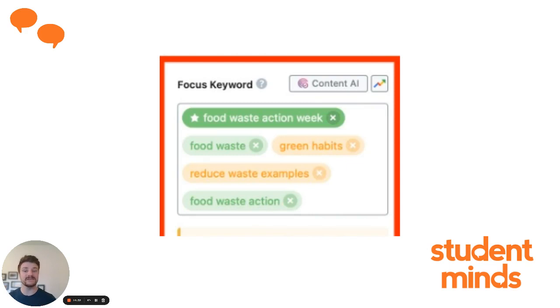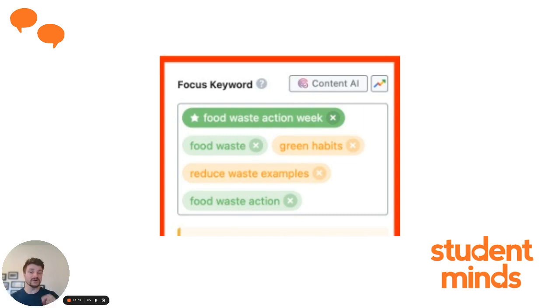In the previous example, we saw that a primary keyword was Food Waste Action Week, and this is indicated with the star next to it. There are other keywords being analysed here as well, such as food waste and green habits being secondary keywords. You can see that the system has scanned all of these 5 keywords and given us a RAG score for each of them. And this can help us improve our article writing for other keywords at the same time.